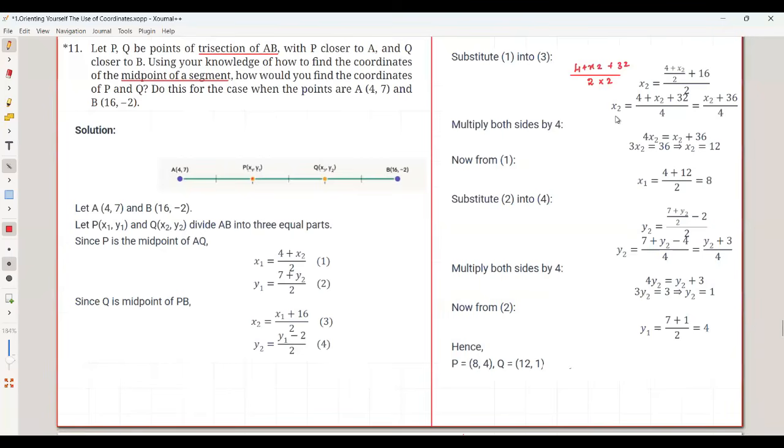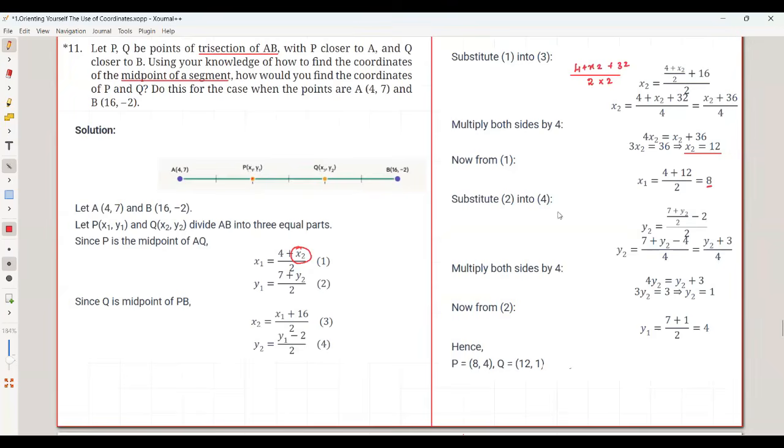So what is coming? Multiplying with 4, the 4 will get cancelled, so we get 4x2 is equal to x2 plus 36. Take this x2 to this side, it will become 3x2 is equal to 36. So x2 is equal to 36 by 3, which is 12. Now we found the x2 value, just substitute it in the first equation in the place of x2. Substituting 12, we get x1 is equal to 8.